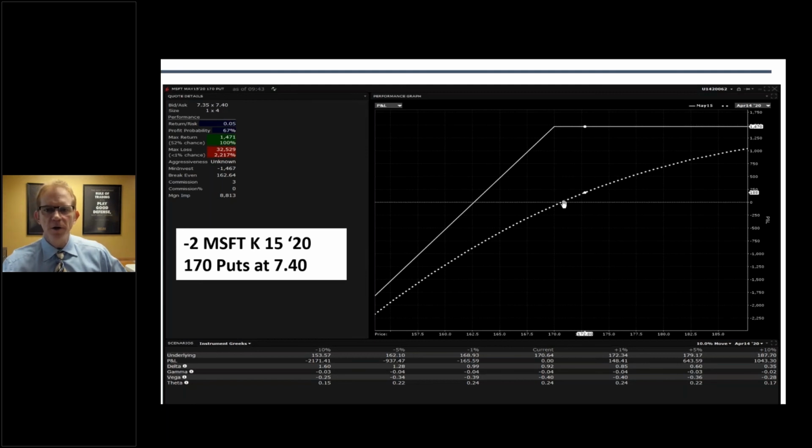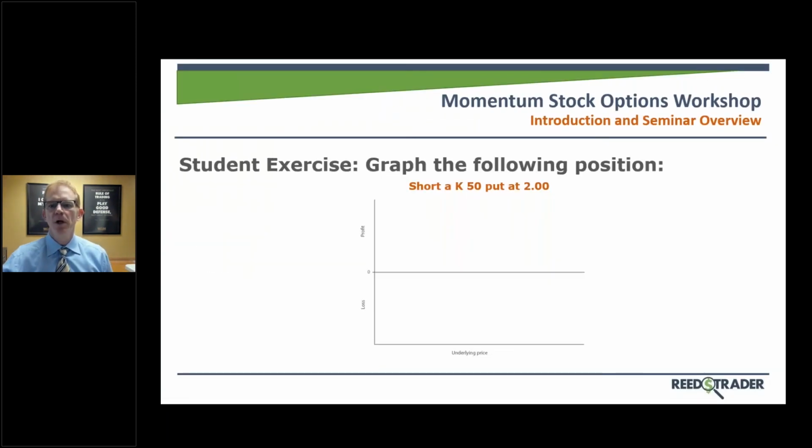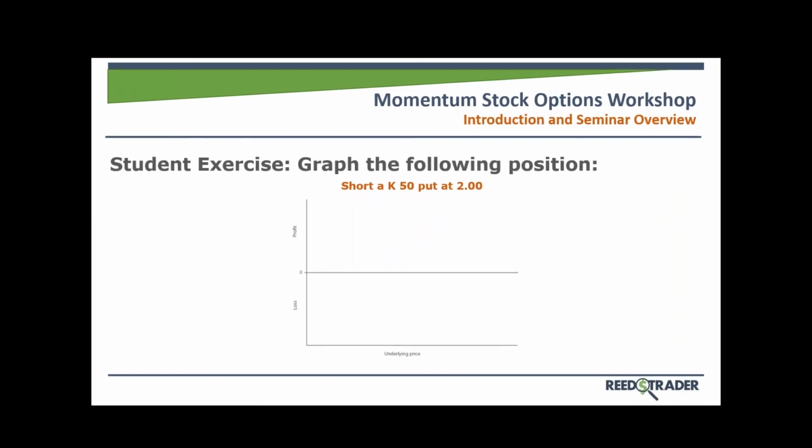So we can see that if we sell a put and the market rallies, we start making money right away. If the market starts breaking, we start losing money right away. And we can see down here, if the market breaks 10%, we lose $2,171. If it rallies 10%, we make $1,043. So I'm going to have you now graph a May 50 put at $2. So take a minute and do that.